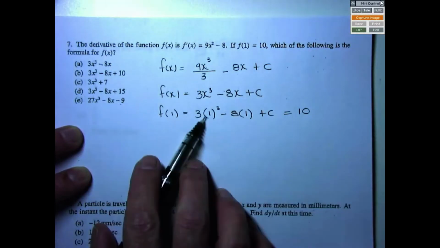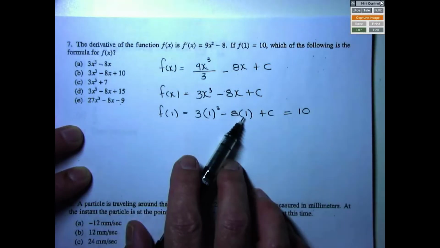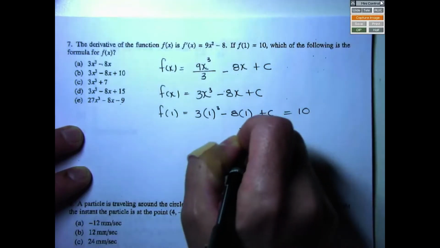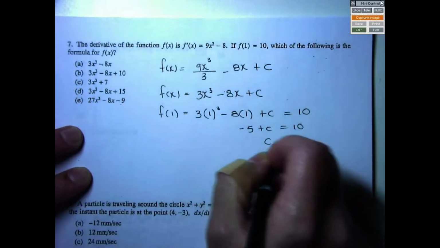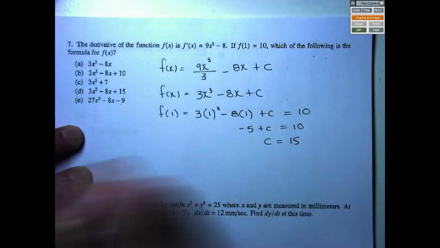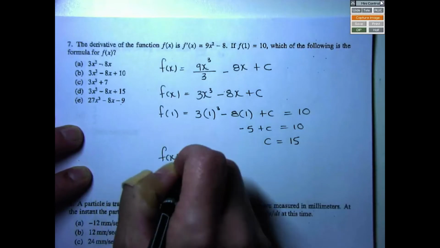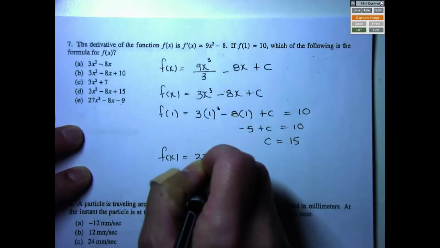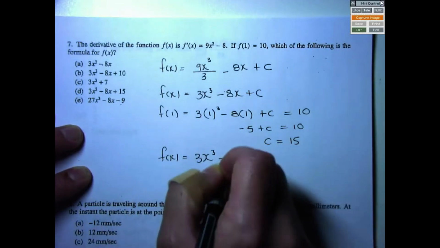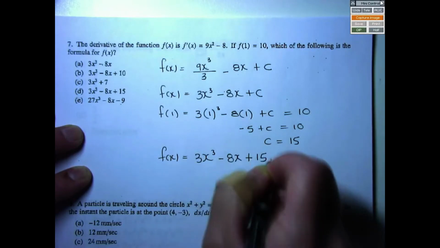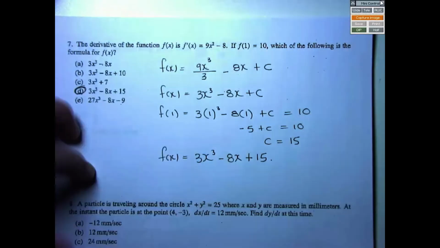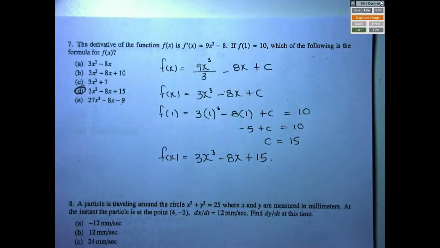All right, so 3 minus 8 is equal to negative 5. So I have negative 5 plus c equal to 10. If I add 5 to both sides, I get that c is equal to 15. And therefore, my function f of x is equal to 3x cubed minus 8x plus 15. So my answer here will be D.